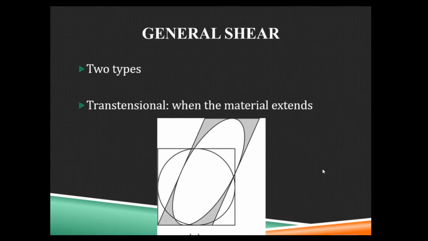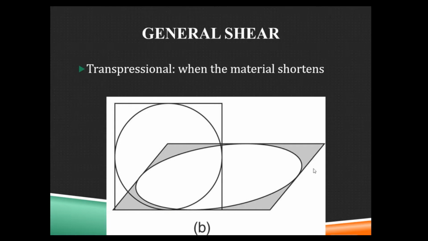So in this first case, you can see there was tension in the up-down or Y direction, and they were shearing to the right in the X direction. In the second case here, there was compression in the Y direction and shearing in the X direction. This is called transpressional.